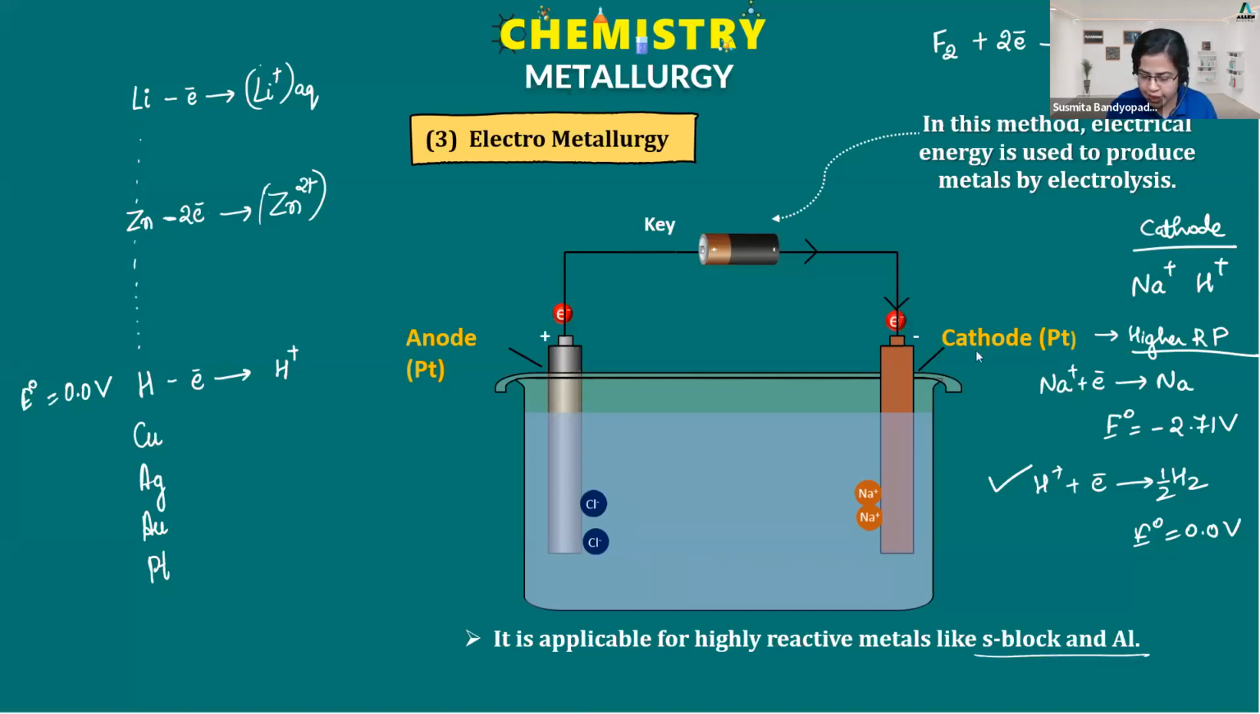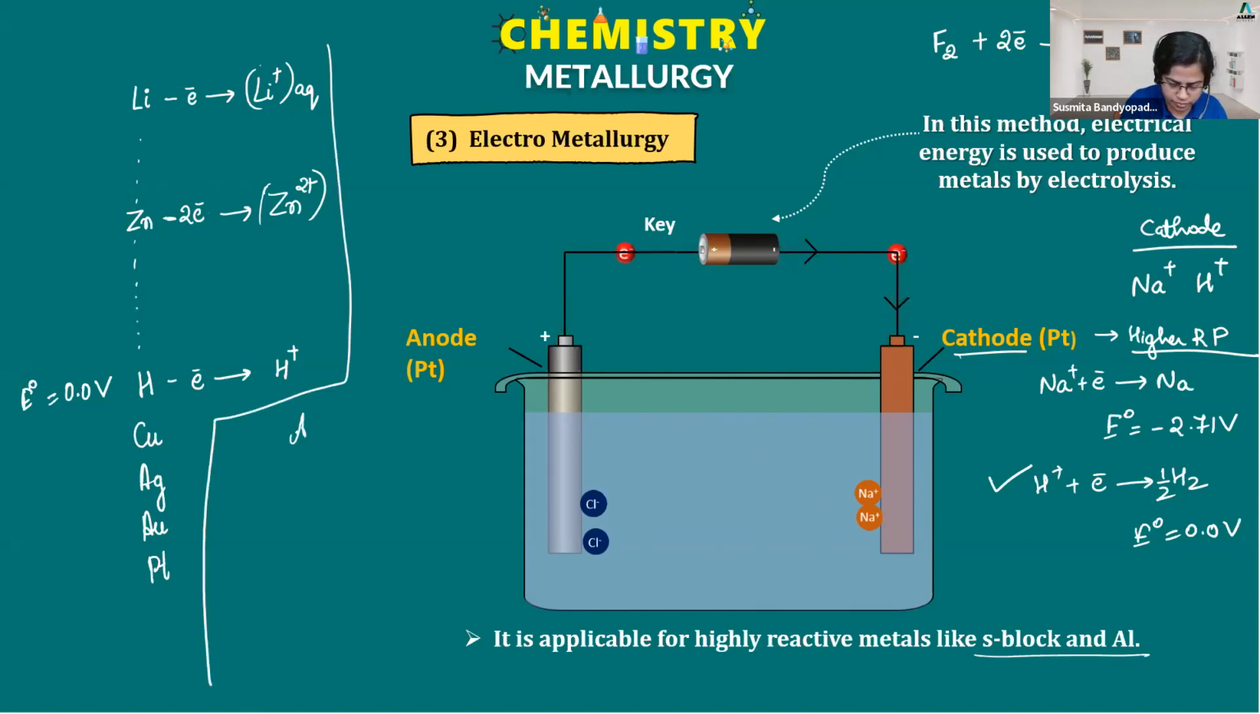Okay, so in cathode, who wins? Thank you so much, Vaidehishri. H plus means the one which will have a higher reduction potential. That one will win in cathode, higher reduction potential. Now in anode, can you tell me what happens? Oxidation takes place. Oxidation takes place in anode.